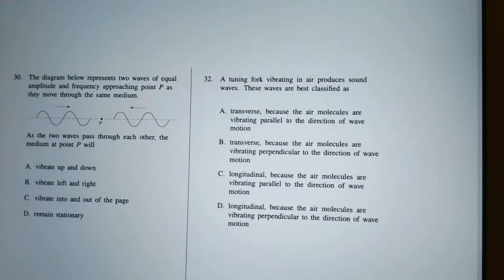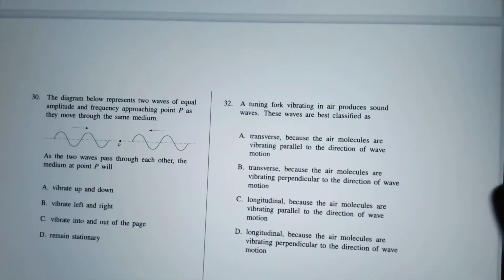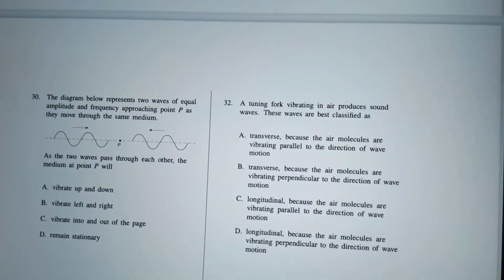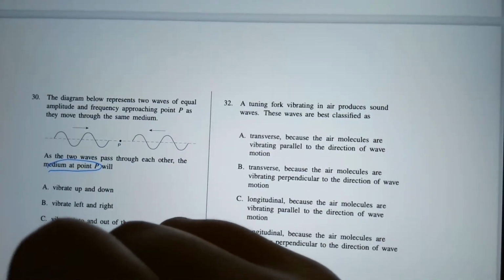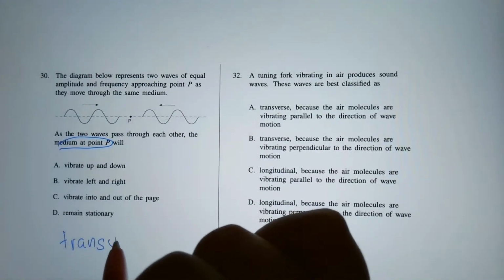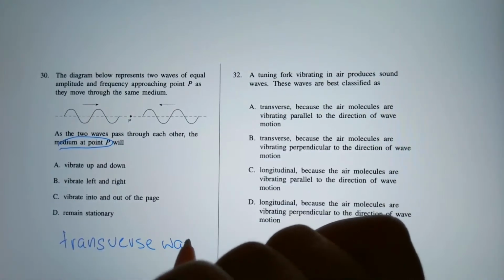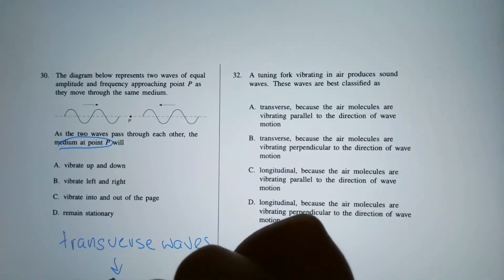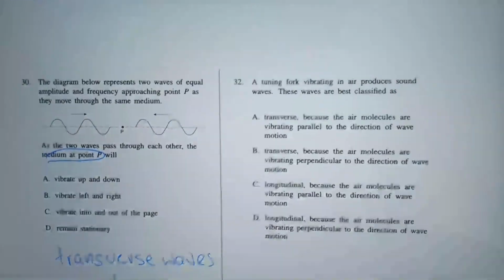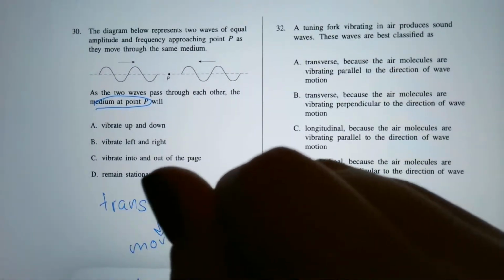The diagram below represents two waves of equal amplitude and frequency passing or approaching point P as they move through the same medium. As the two waves pass each other, the medium at point P will. So these, again, are transverse waves. So transverse waves. And these waves will only move up and down.